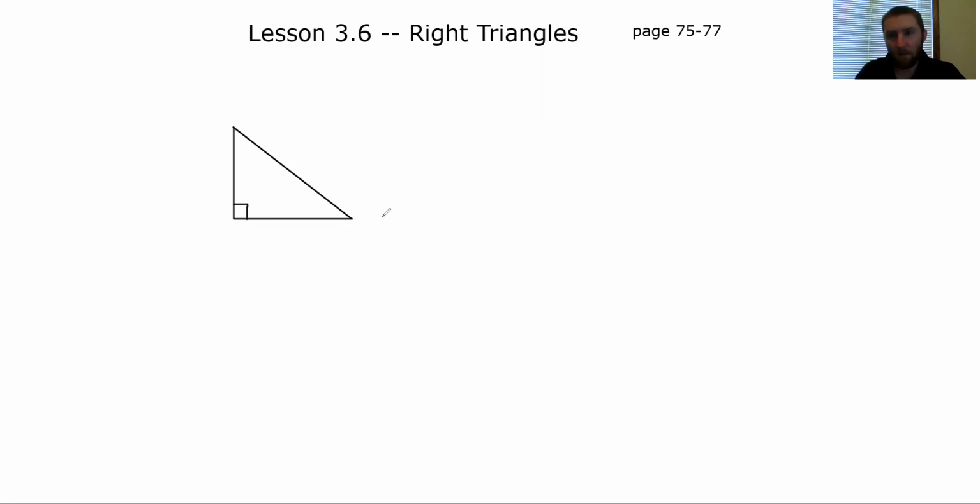It is almost always, or should be always, marked with one of these little boxes in the angle that shows that that angle there is 90 degrees. It's square. It would make a square. So that's our symbol for a right angle, and a right triangle is just showing that there is this box in one of our corners.